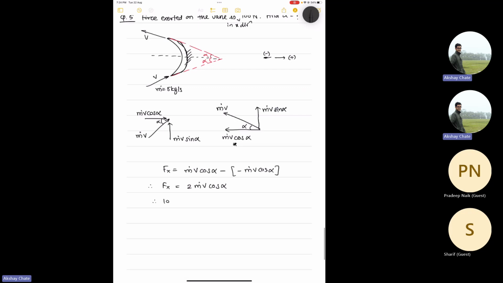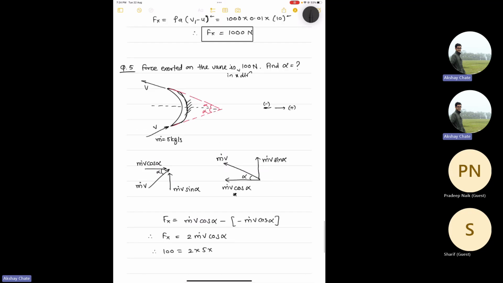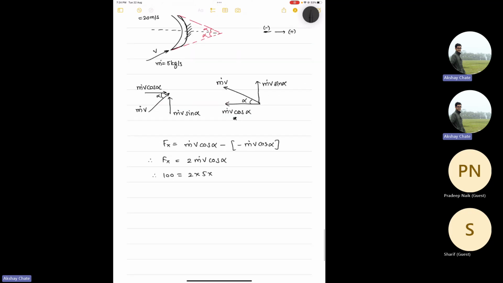and therefore Fx is 100. m dot was given as 5, v was also given as 20 meter per second. So 20 into cos alpha. So this becomes 200. So cos alpha is 1 by 2. Therefore alpha is, I think, 60 degrees, not degrees Celsius. Let me just confirm the answer. I think it's 60 only. Yeah.